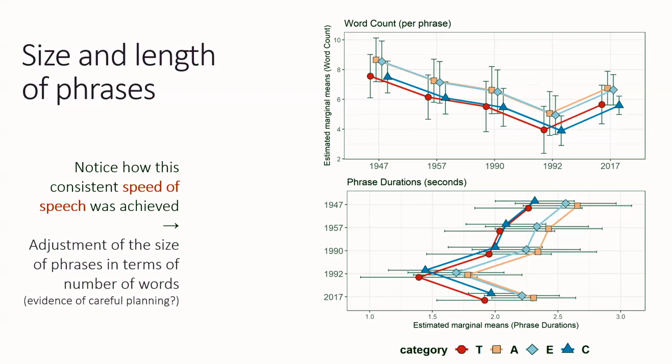So how did she achieve that consistent speed? Well, I think there must have been some planning going on. I think she marked up her script. I don't know. We don't know. We'll never know.